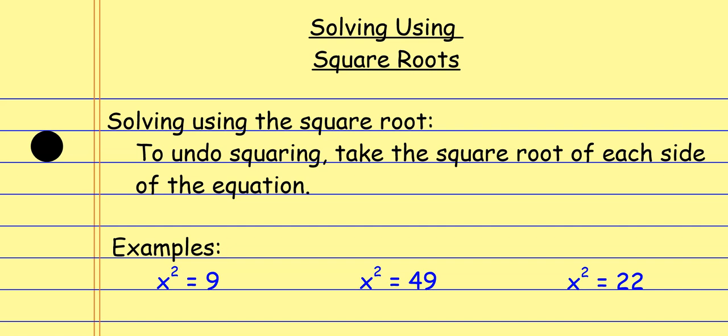So when we have just something squared all by itself, or that we can get by itself, that's when we want to use the square root, okay? If we can isolate that squared term and not have a variable anywhere else, all right?